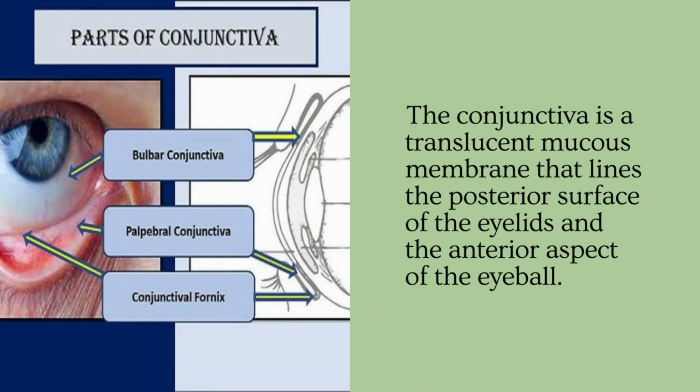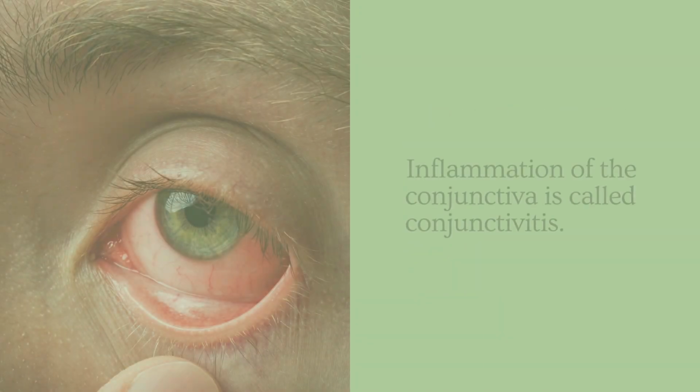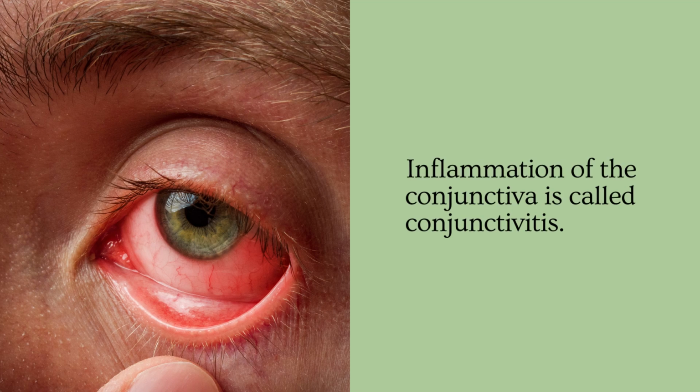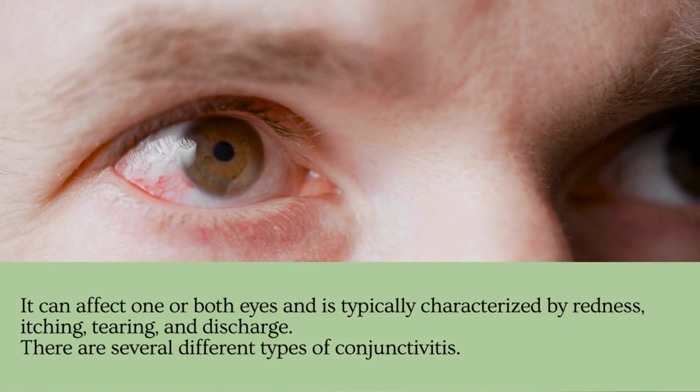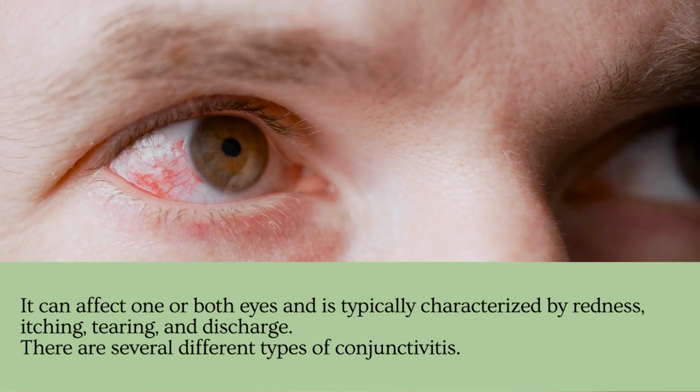The conjunctiva is a translucent mucous membrane that lines the posterior surface of the eyelids and the anterior aspect of the eyeball. Inflammation of the conjunctiva is called conjunctivitis. It can affect one or both eyes and is typically characterized by redness, itching, tearing, and discharge.